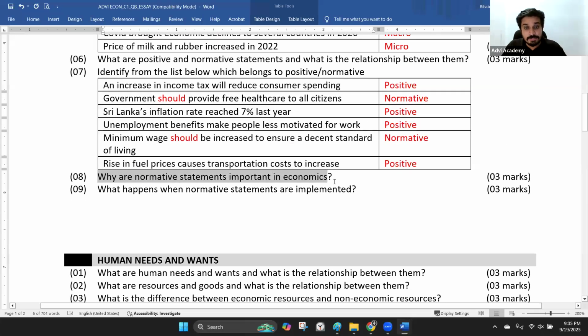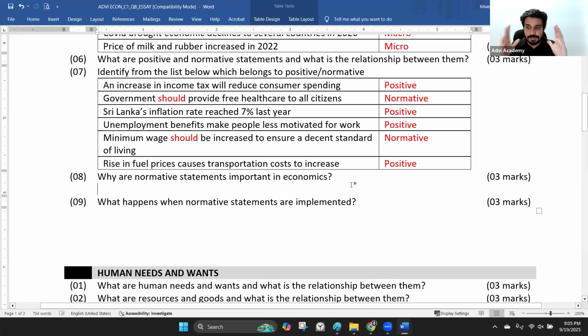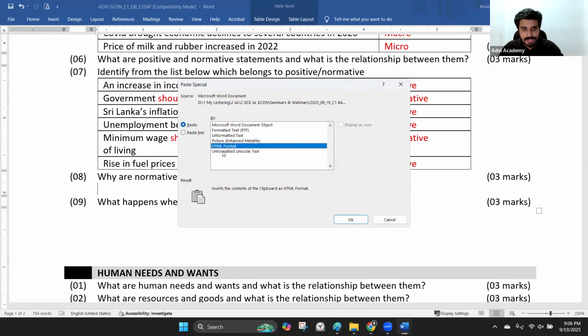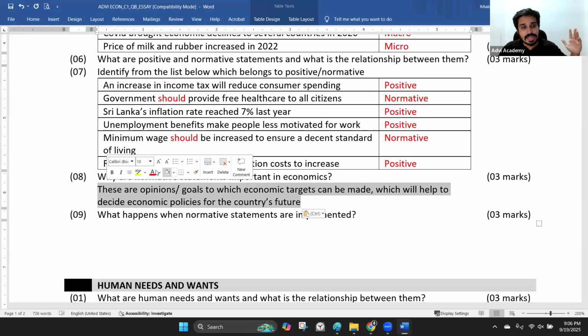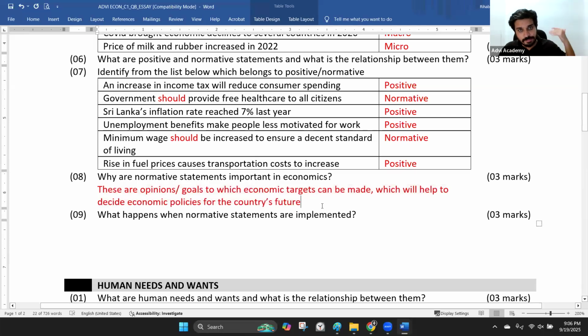Look at the last two questions. Why are normative statements important in economics? 3 marks I have given. Think of an answer for this. I'll give you a minute to quickly think. If I ask you in your A-level paper, why are normative statements important? The answer is, like I already said, today's opinions are tomorrow's policies. Whatever Anura Kumara Dissanayake said before the election are today implemented as their policies. So those are the things that actually help decide economic policies of a country's future.